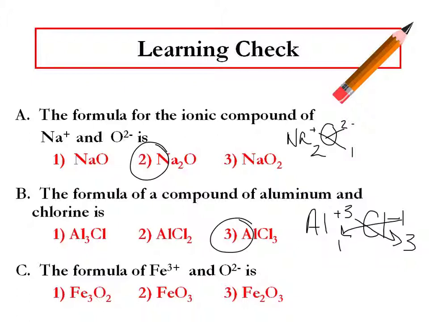And the last one, the formula for iron +3 and oxygen -2. If we crisscross those charges, we would get Fe2O3, which is answer number 3.